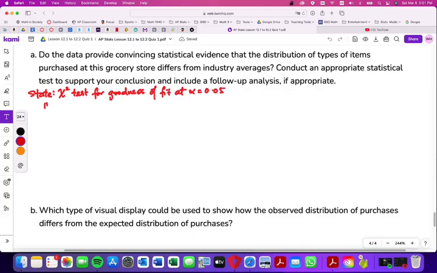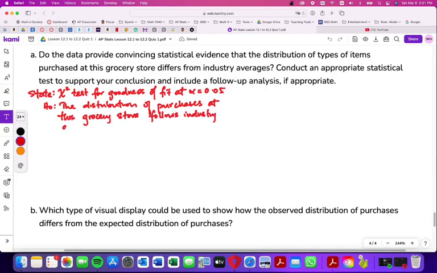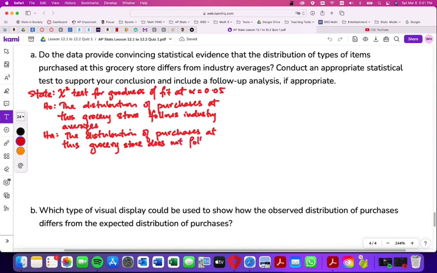Then we need to put the hypotheses. The null hypothesis is that the distribution of purchases at this grocery store follows industry averages. And the alternative is simply that it doesn't follow, right? So Ha: the distribution of purchases at this grocery store does not follow industry averages. After that we proceed to the plan, right?